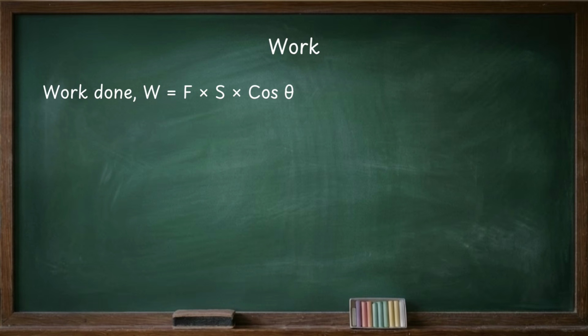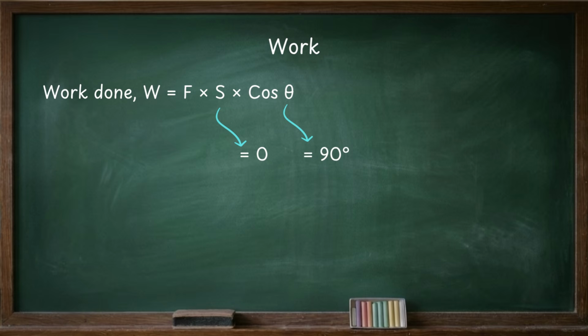In physics, there are 2 specific situations where the work done by a force is exactly 0. The first situation is when there is no displacement, meaning S equals 0. The second situation happens when the displacement is perpendicular to the direction of the force. That is, theta equals 90 degrees.